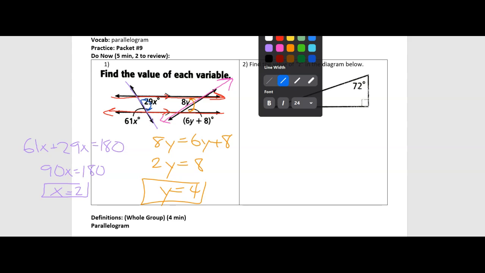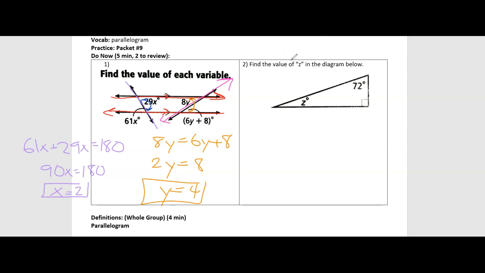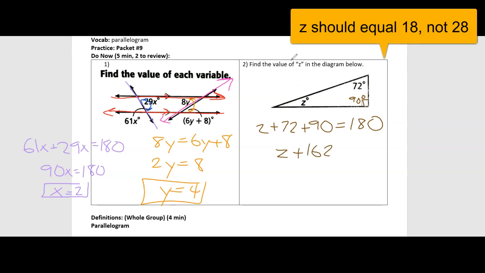Little review from Unit 4. We have a right triangle. So we know that this angle is 90 degrees. And we have the triangle sum theorem going on here. So we have z plus 72 plus 90 is equal to 180. We know that all three angles of a triangle should add to 180. So I get z plus 162 is equal to 180, and then I get z is equal to 28 degrees.